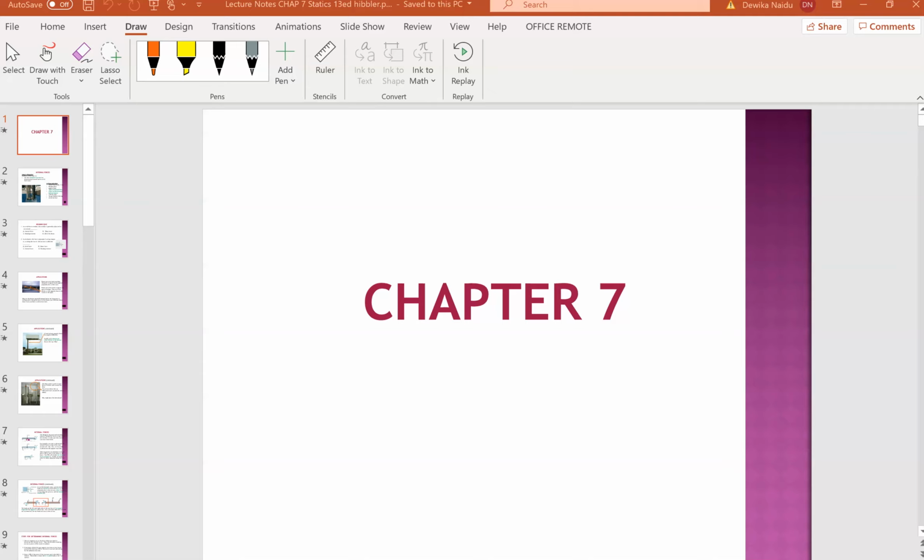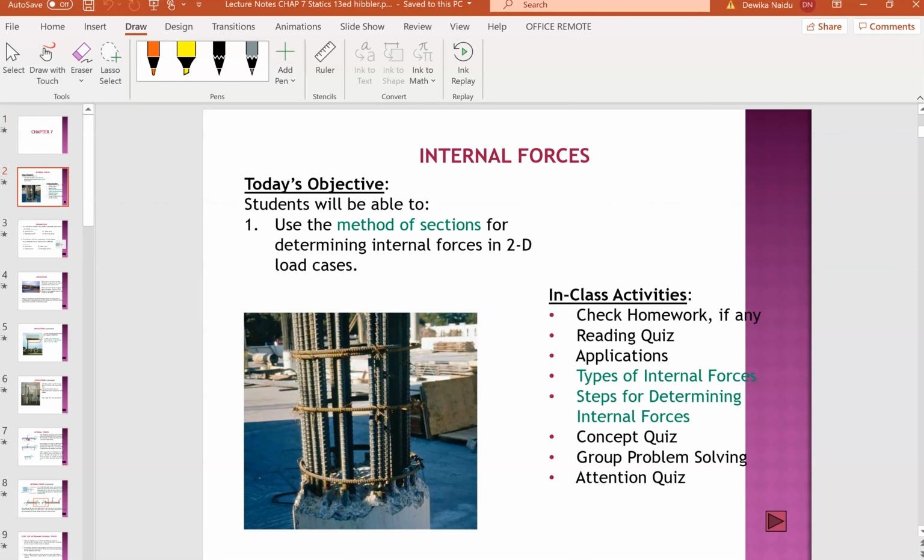Hi, I'll be going into chapter 7, which is the internal force. Okay. Today's objective would be to use the method of sections for determining the internal forces of 2D load cases.